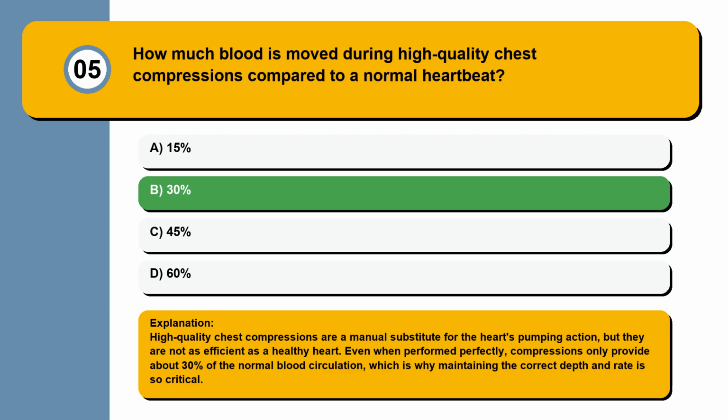High-quality chest compressions are a manual substitute for the heart's pumping action, but they are not as efficient as a healthy heart. Even when performed perfectly, compressions only provide about 30% of the normal blood circulation, which is why maintaining the correct depth and rate is so critical.